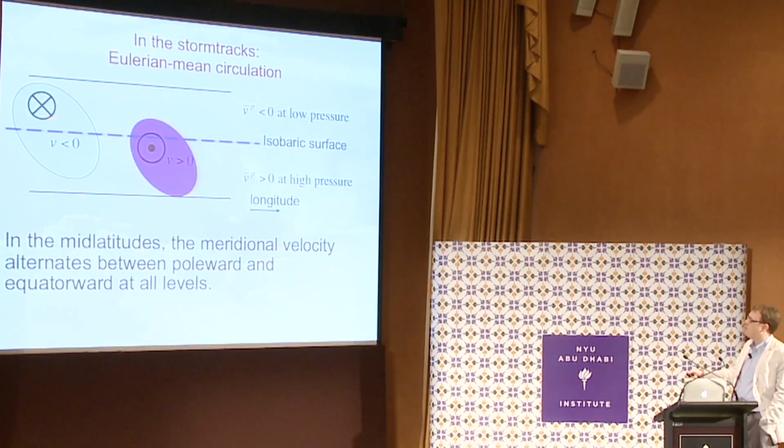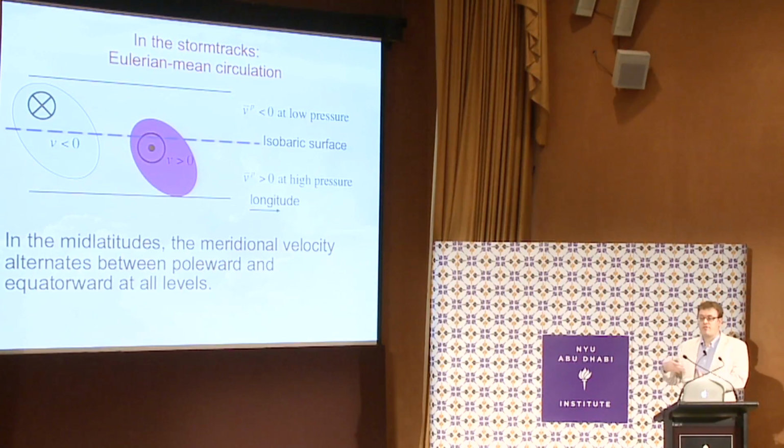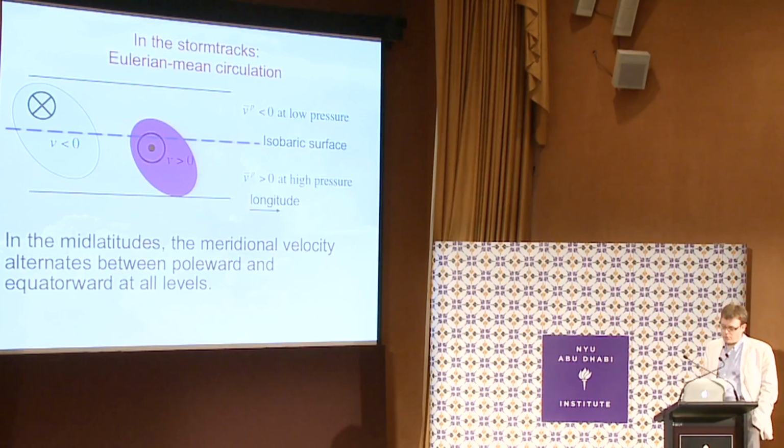So if we look at, on average, the air high up in the atmosphere, here the air is moving toward the equator, and on average here the air would be moving toward the pole. So in this configuration, we basically have a situation corresponding to a Hadley cell, with the air moving at high altitude toward the equator, at low altitude moving toward the pole.